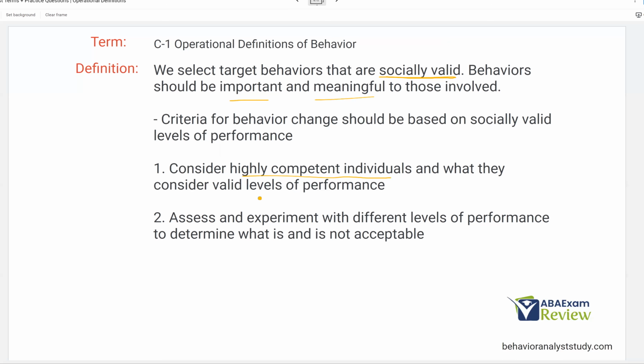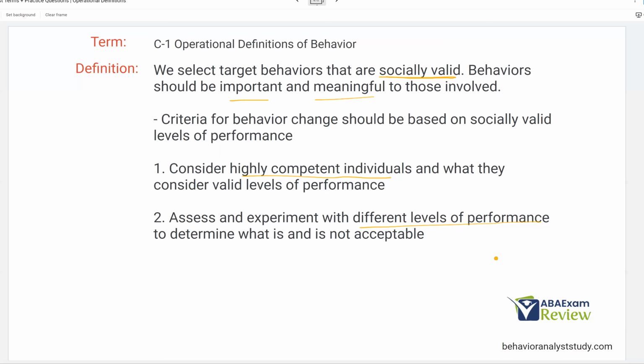Now, don't take this as, well, I need to be an expert. This could simply mean we're all highly competent at putting our pants on. So you could watch somebody, what's a valid level of putting your pants on independently, right? And so looking at other people who can do the skill competently is a good judge of what's the right criteria. Or you can just experiment with different levels of performance to determine what is and is not acceptable. If you're teaching a skill, and you watch them do the skill, and everything seems fine, right? Then maybe that's the criteria for that particular individual.